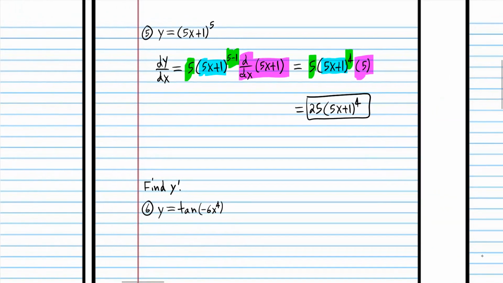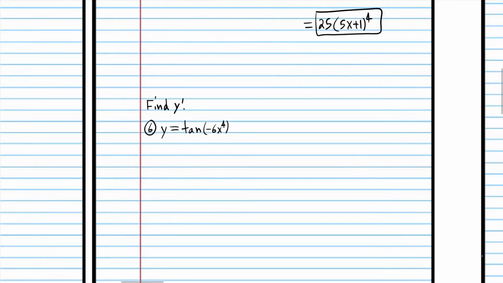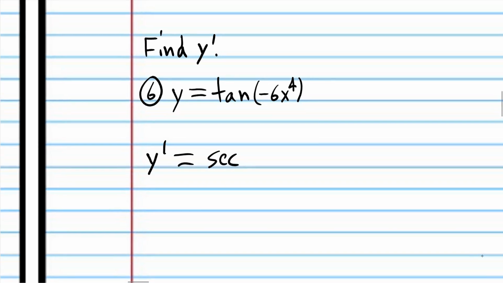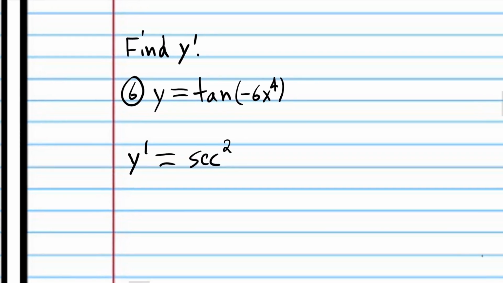Alright, so there's another example. Now we're switching to y prime. That's not really anything different, it's just a different notation. Step number 1, find the derivative of the outside function. I know it's kind of hard for students to see, but the outside function is tangent. Now the derivative of tangent is secant squared. So that's step number 1, find the derivative of the outside function.